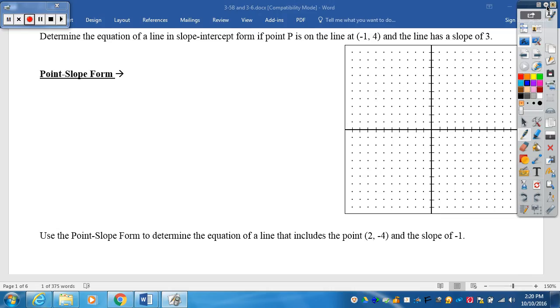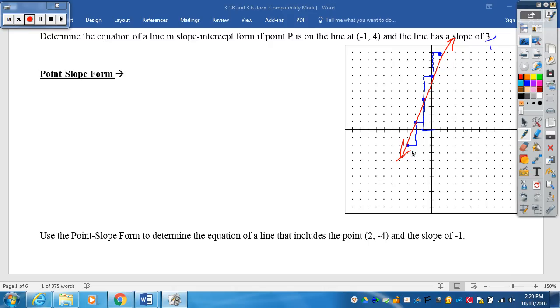And so as we look at this problem, we have a point which is at -1, 4. So if I go -1, +4, 1, 2, 3, 4, place my point right there, okay? And then I go with the slope of 3. Again, remember, rise of 3, run of 1, 1, 2, 3 over 1. I can even go down 3 over 1, okay? And so this line right here is the line that we are talking about for this problem.